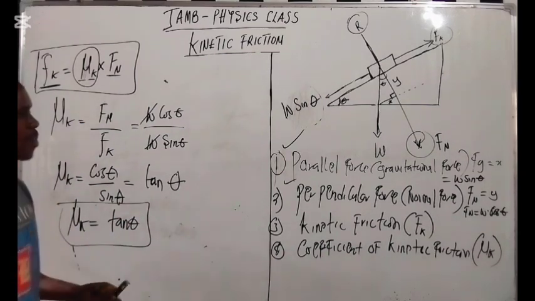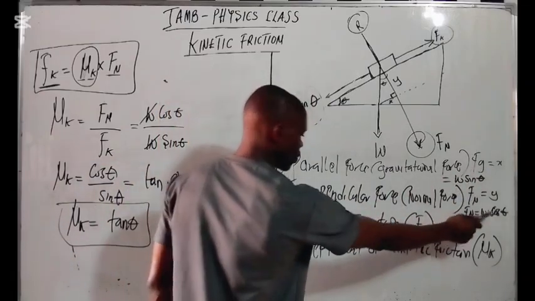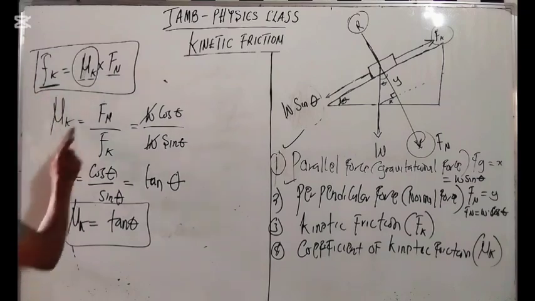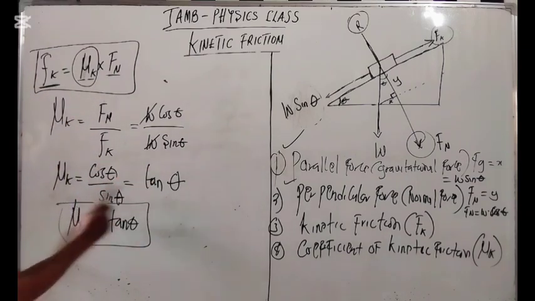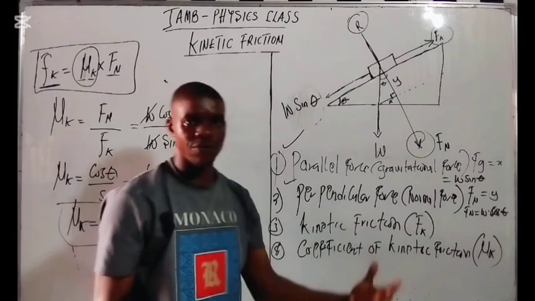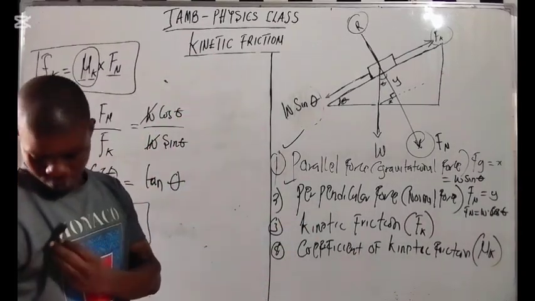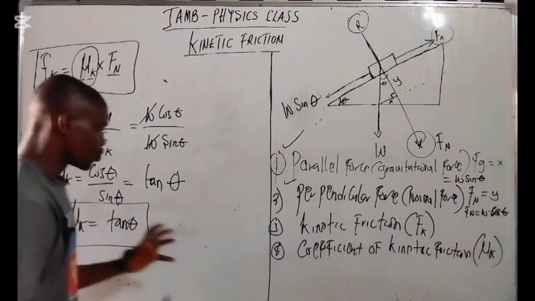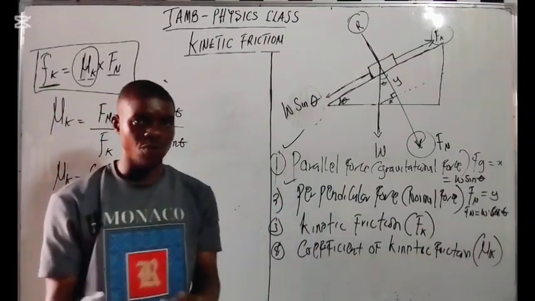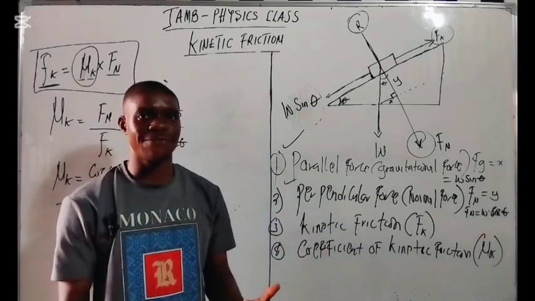So this one is the normal force, this one is the kinetic friction, and the coefficient of kinetic friction is this one here. These are the various formulas you need when solving problems under kinetic friction. You may not understand until you start applying them in solving questions, so let's take one question in this video that will clarify it for you very well.